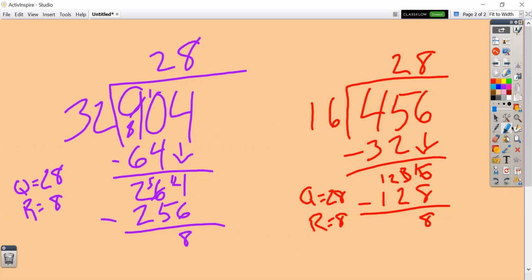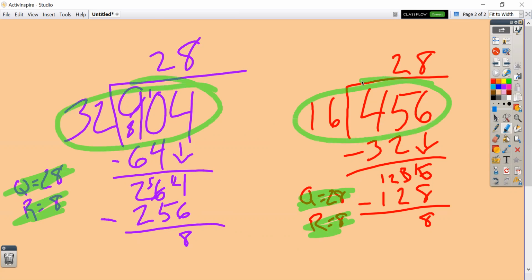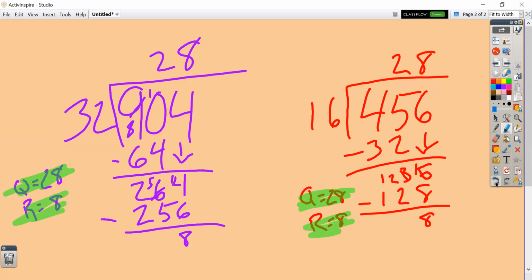Well, let me just highlight some things that I notice. I see the quotient is exactly the same. I see the remainder is the exact same. But is the math problem the exact same? No. So the question I have for you that I want you to think about, if the quotient and the remainder are the same, are these two math problems equivalent? Are they equal?